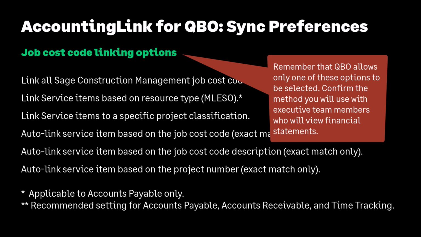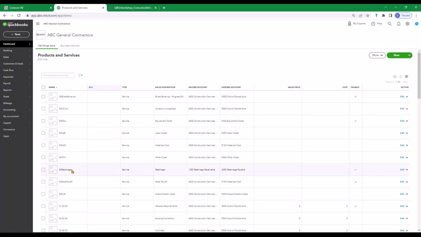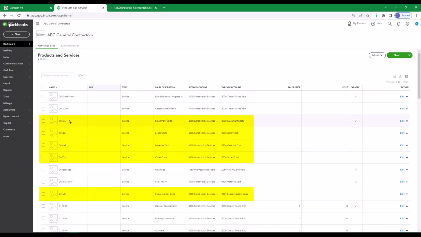Once you've decided which sync preferences to use, CoreCon knowledge base articles provide you the import templates to bring that information directly into QuickBooks Online service items without having to manually key that information. If we jump back over to my products and services in QuickBooks Online, you'll see that the MLESO method requires 5 service items.